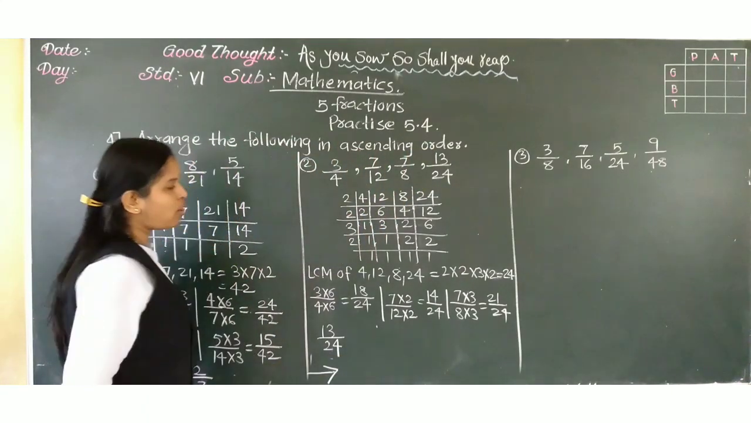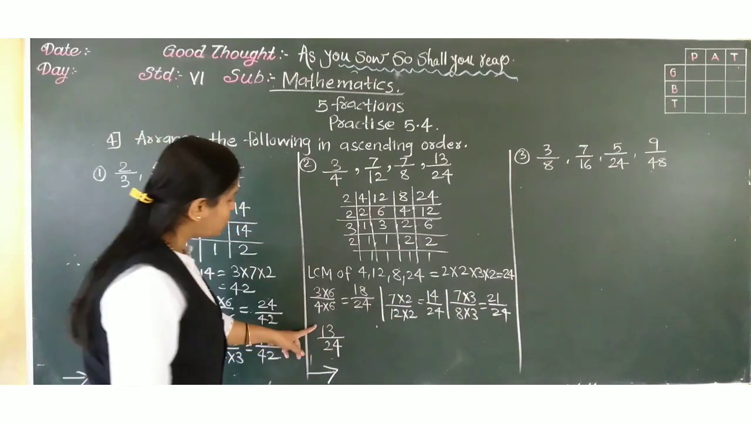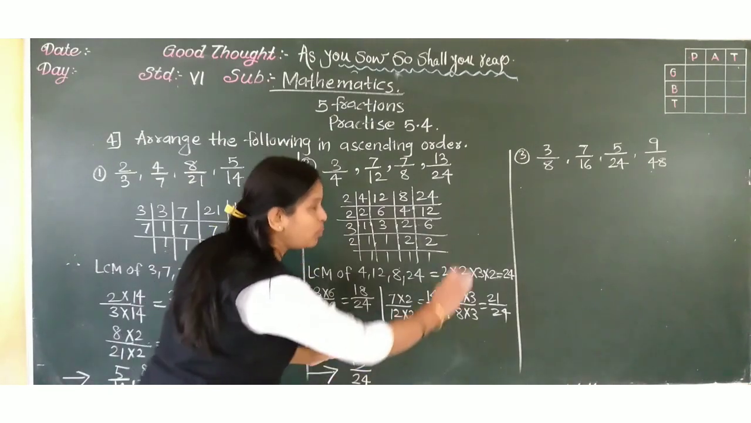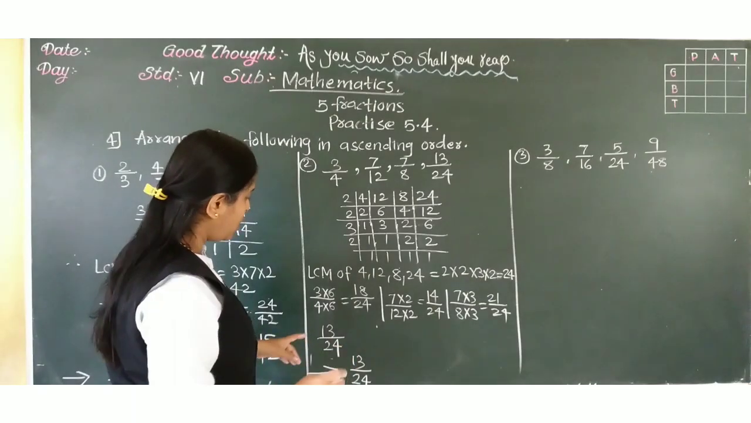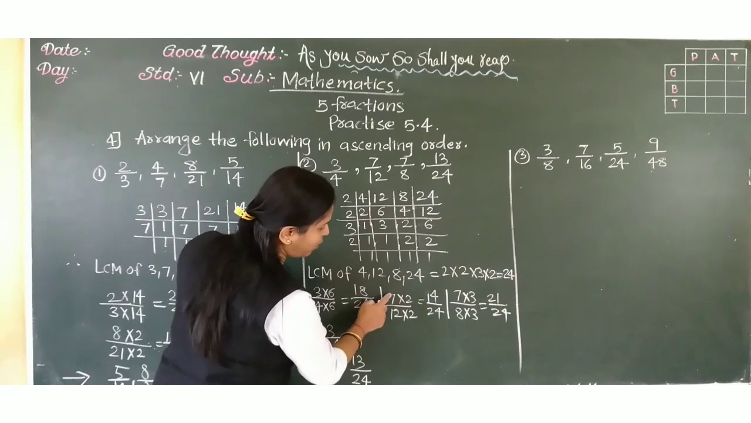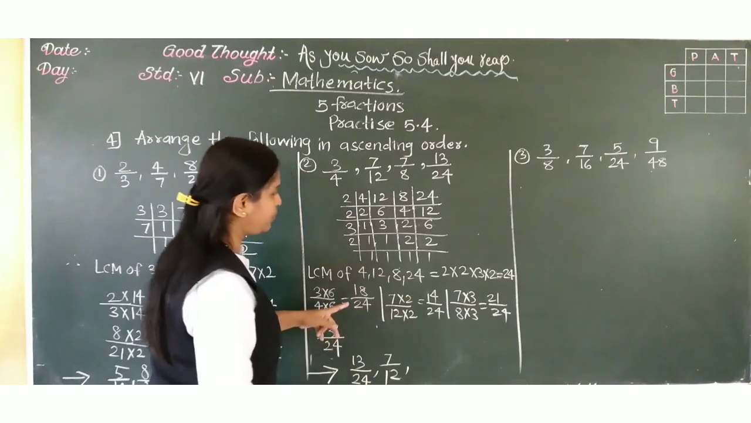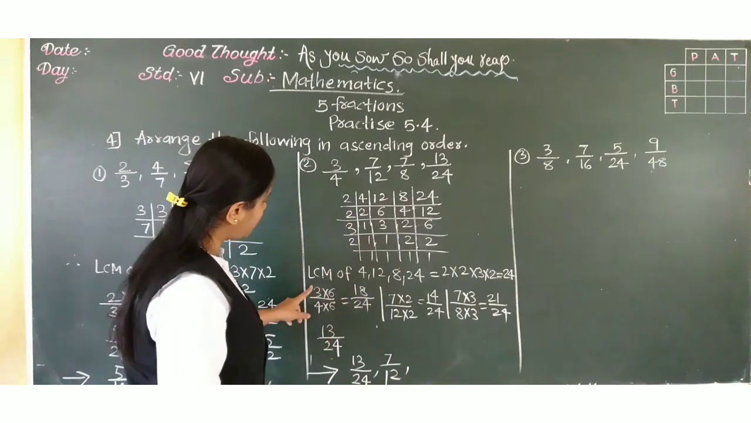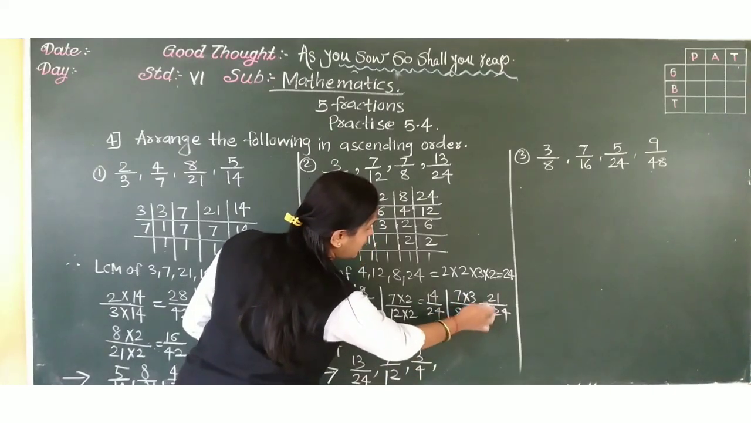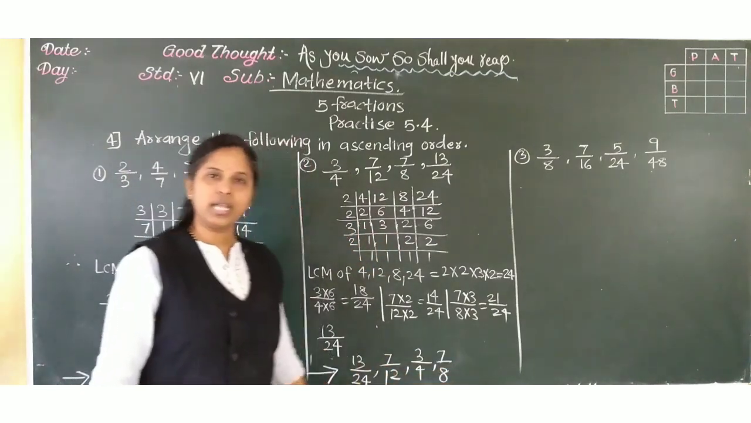Now arrange them in ascending order. Now look at this. Who is the smallest one? This. So 13 upon 24 is the smallest. Ascending means from smaller to bigger, we have to arrange. After 13, which will come? See, 14 upon 24 means which fraction? This 7 upon 12. Okay. Then this fraction 18 upon 24, that is 3 upon 4. And the largest is this, that is 7 upon 8. Okay. This is the ascending order.